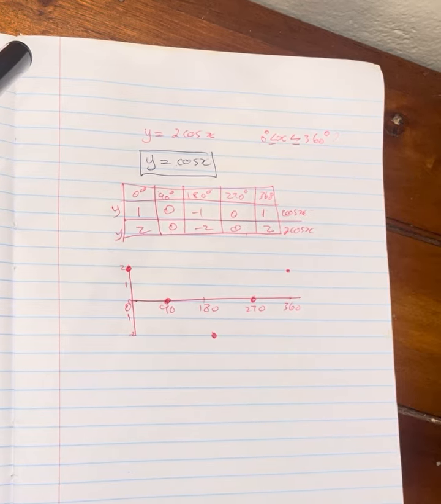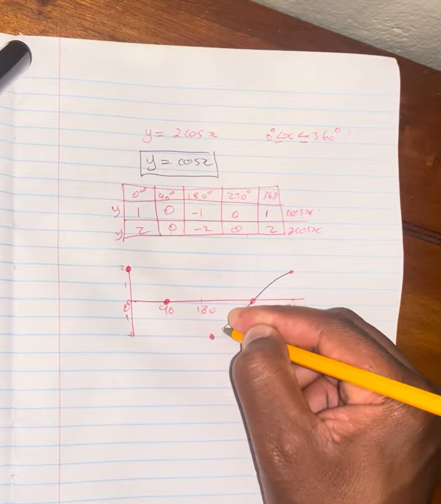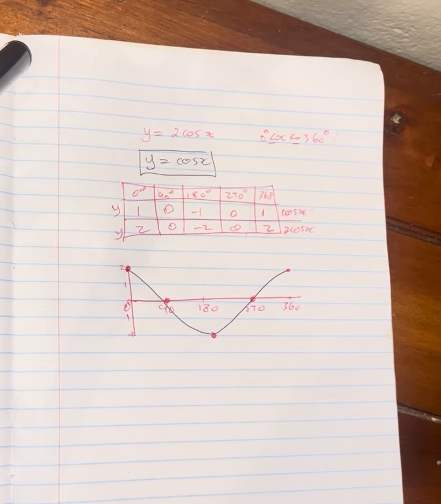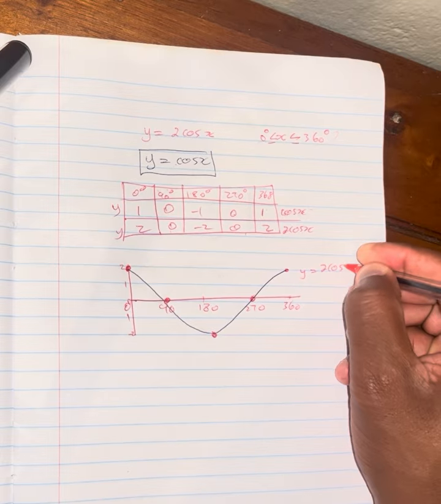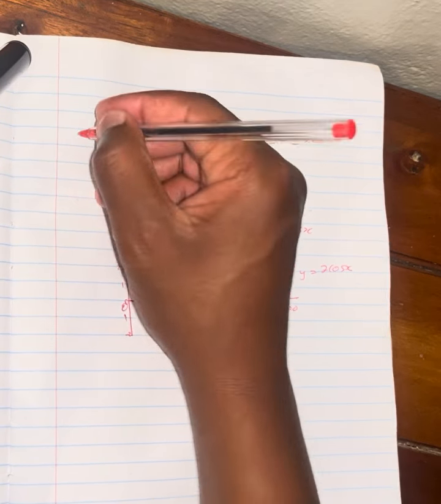So now you can just join these points. Okay, so this will be the graph of y equals 2 cos of x. This is how you can draw the graph. Okay, so now this was number 1.